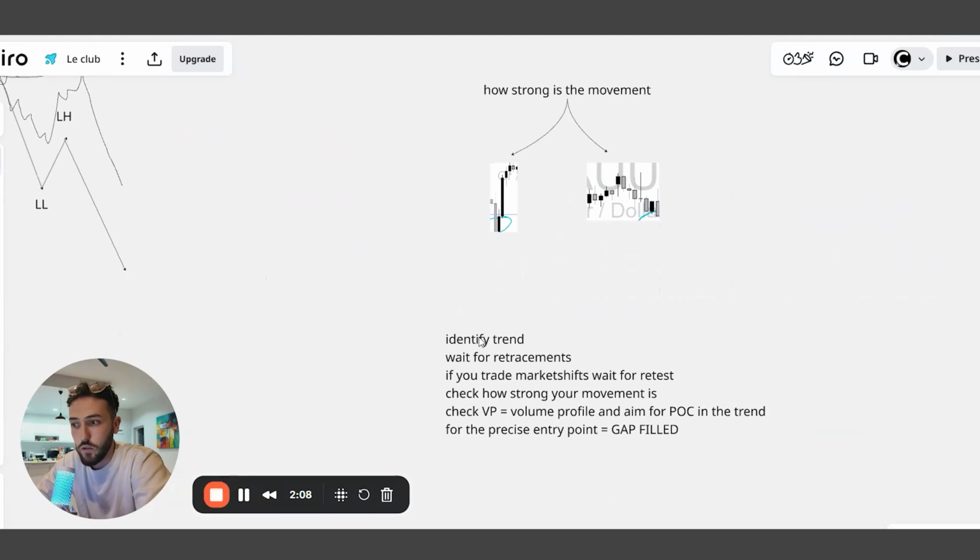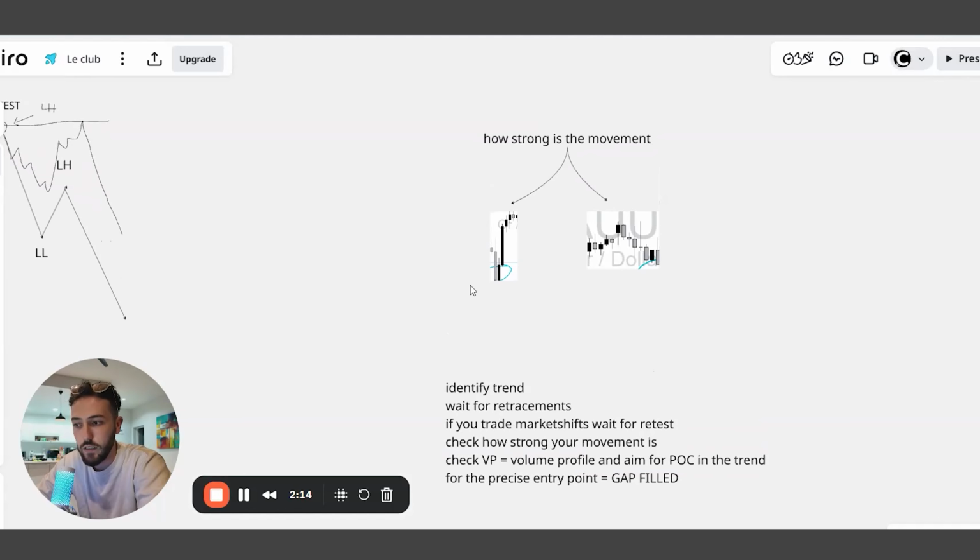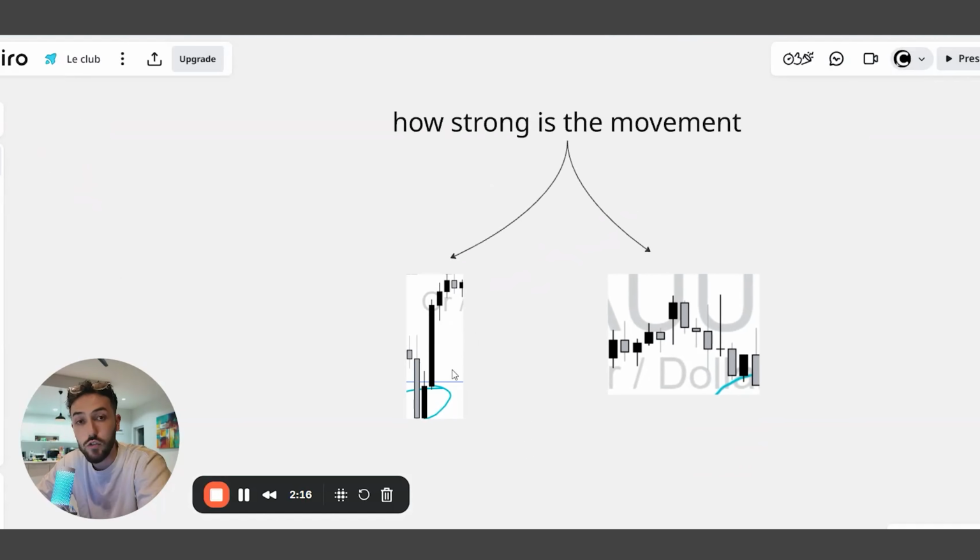Wait for retracement. So you identify your trend. We're in uptrend. Good. Now you wait for retracements. How can I know if it's a retracement? I check how strong the movement is. Movement is struggling against my trend.